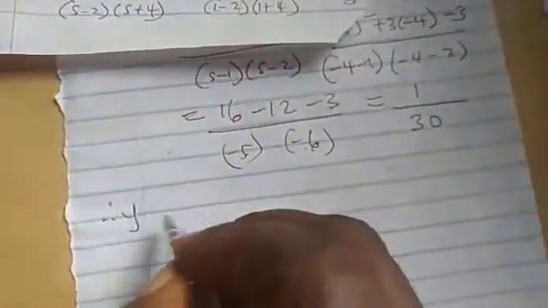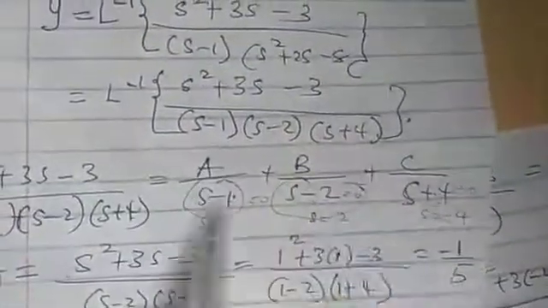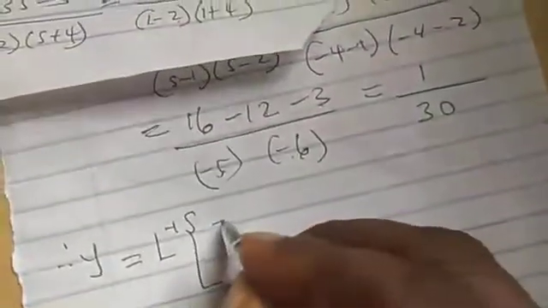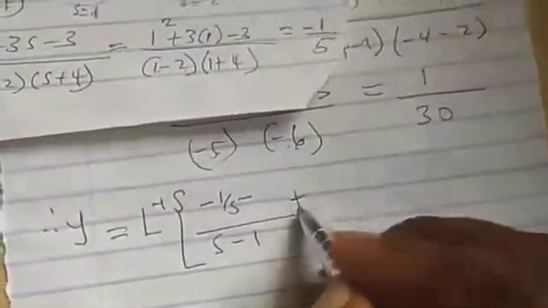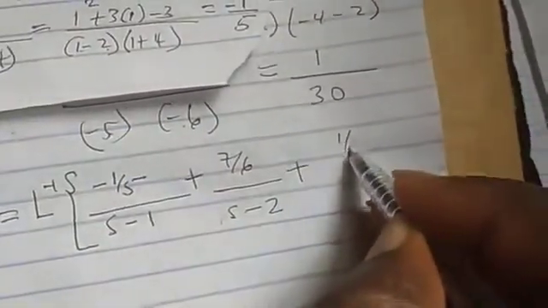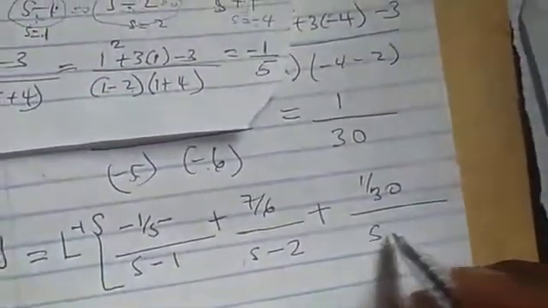Therefore, our Y will now be the inverse transform of these three. We just need to put the values of A, B, C there. Our A is minus 1 over 5, so minus 1 over 5 divided by s minus 1. Plus our B is 7 over 6, this is B over s minus 2. Plus C, our C is 1 over 30, over s plus 4.